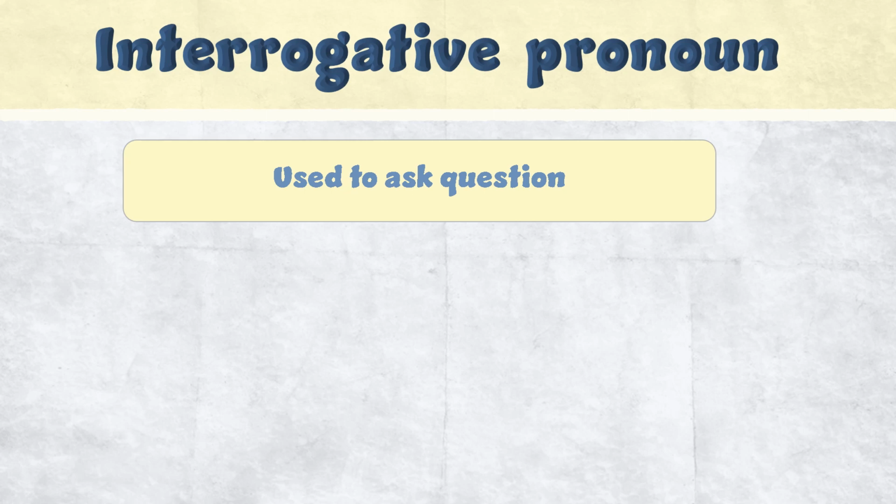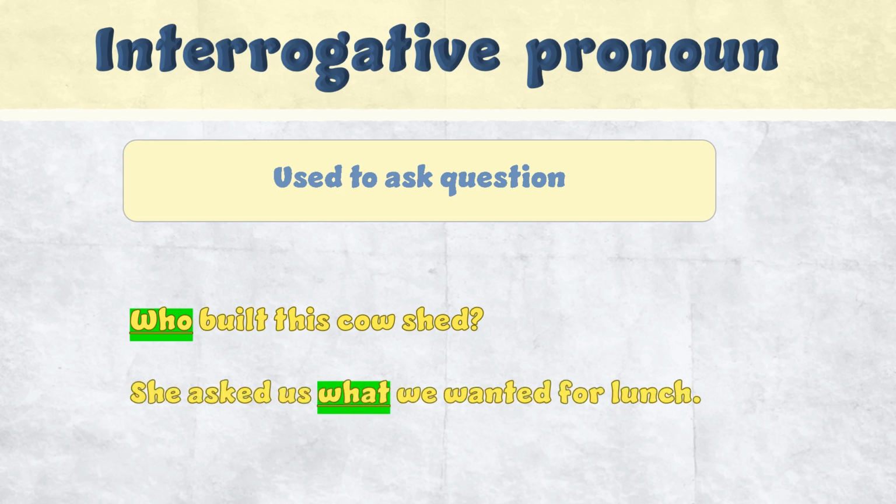Usually an interrogative pronoun is the first word in an interrogative sentence, which always ends in a question mark. Let's see an example. Who built this cow shed? Here it's a question, and who is an interrogative pronoun. A sentence that is using an interrogative pronoun to ask an indirect question may not end in a question mark. For example, she asked us what we wanted for lunch. Here, what is an interrogative pronoun.